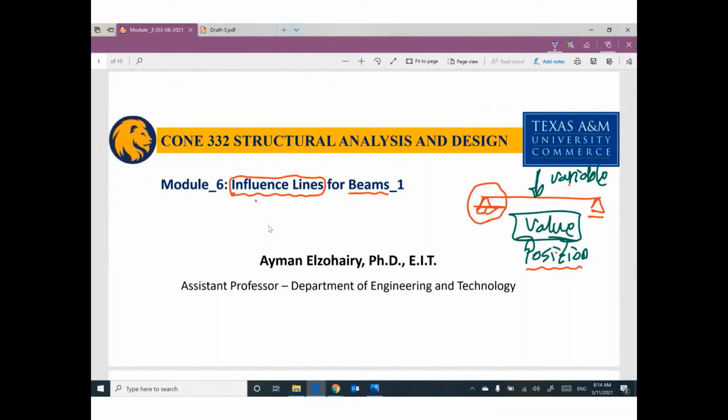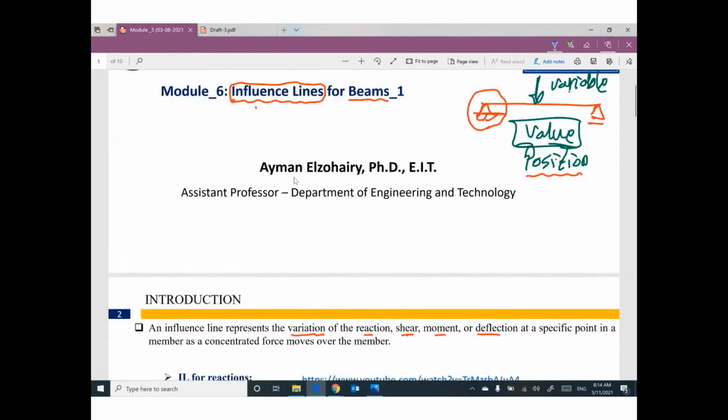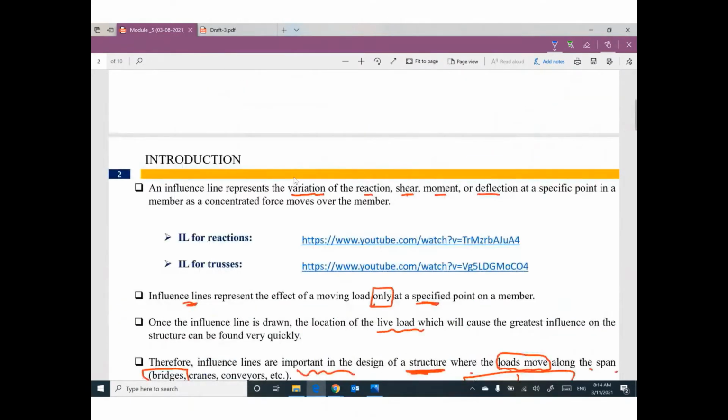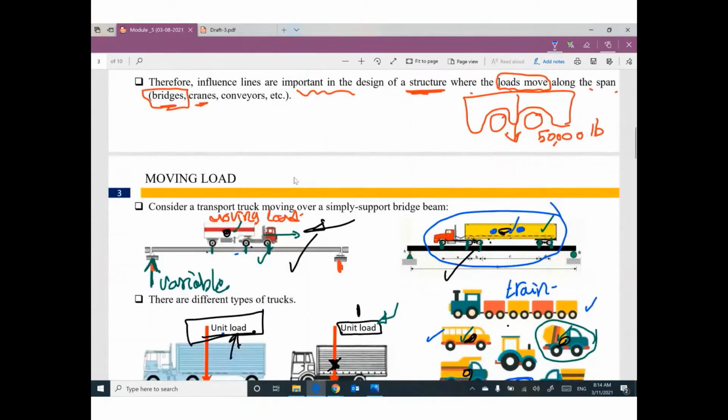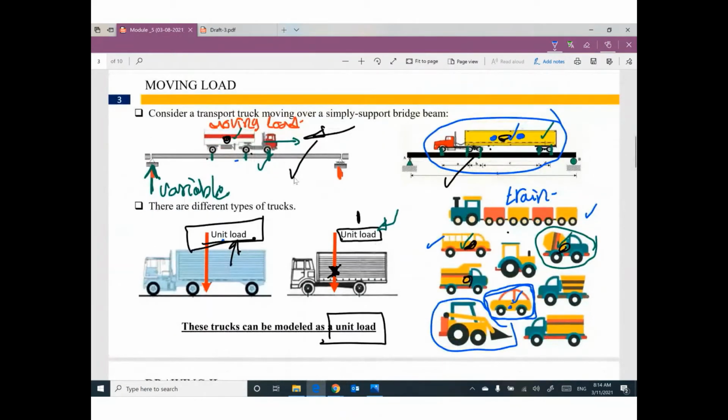So let's start our meeting today to continue what is the meaning of influence line. Last meeting, we started to learn what is the main concept of influence line. And we learned that influence line is a diagram drawn due to the effect of moving load. Moving load does not mean a person is moving on an apartment or on a floor of an apartment. No, I'm talking about moving load related to trucks.